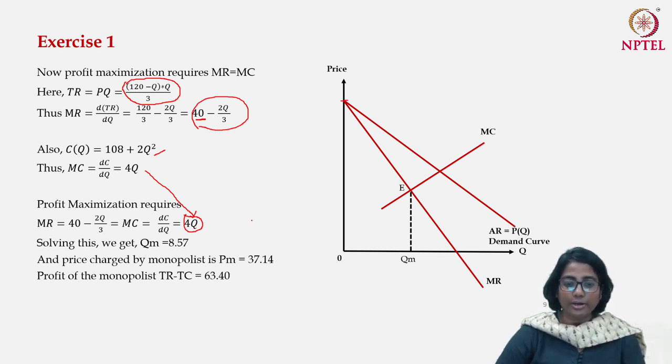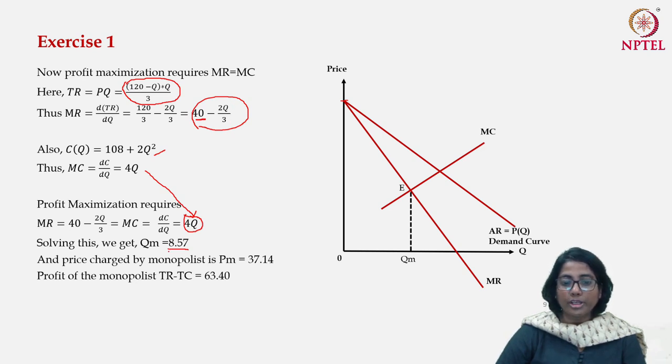In order to do that, I need to pick this output 8.57 and put it in the average revenue curve to understand what the price is. So what was my average revenue curve? If we go back, or we know it from here, the average revenue curve was actually 40 minus Q by 3, if you remember.